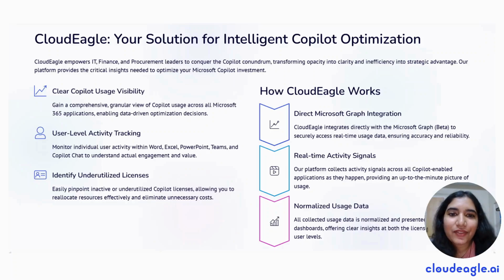The key takeaways from today's demo are really straightforward. First, you can easily track both overall license data and drill down to individual user activities, so you know exactly who's using Copilot and who's not. Second, you can identify potential savings by spotting unused or underutilized licenses, helping you optimize your investment in AI tools. And third, CloudEagle makes this incredibly simple through direct integrations with Microsoft, giving you real-time data and detailed activity logs all in one place.